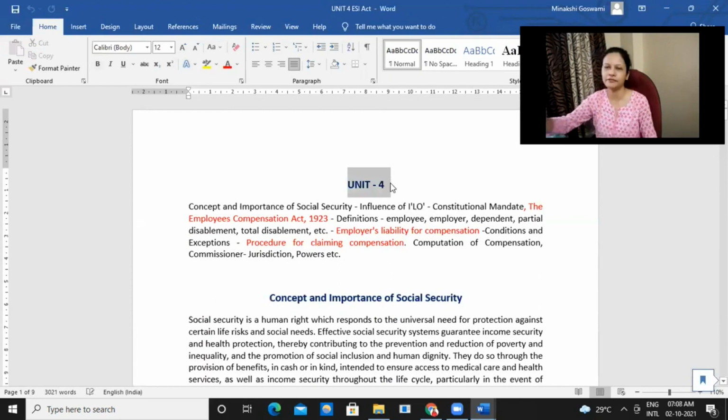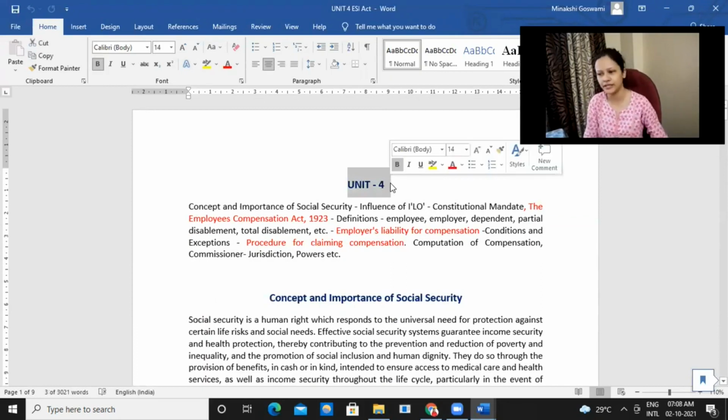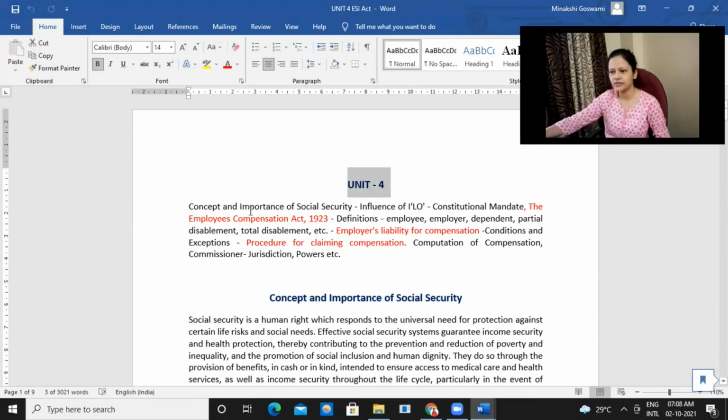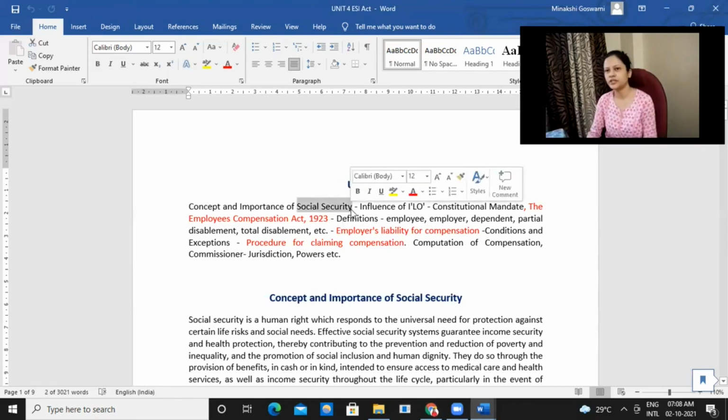So it is coming from unit 4, where we have two legislations. First one is Employees Compensation Act. So this concept of providing compensation to employees is a form of social security, that we want to provide some security to the employees, that in case something goes wrong, employers are also there to provide compensation.